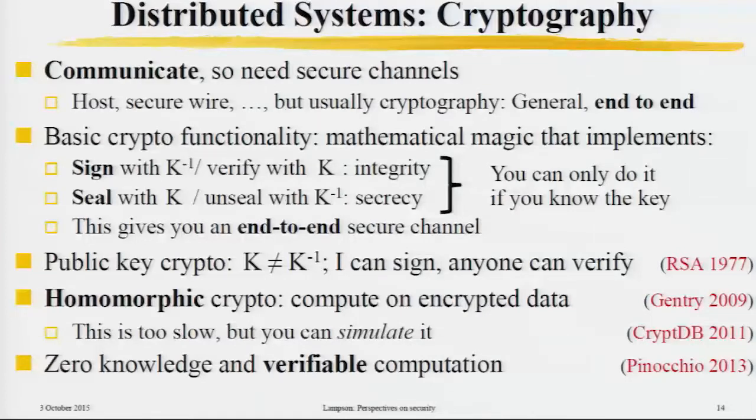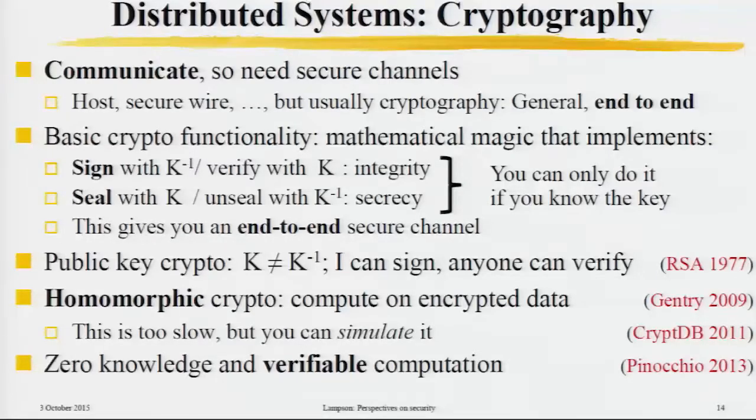So you need some sort of secure wire or a simulation of it. Usually you do this with cryptography. And cryptography has a fundamental advantage, which is that it works end to end. You don't need to know anything about the security of the path by which the encrypted bits travel from one place to another in order to believe that the channel is actually secure. So the basic crypto functionality is you can maintain integrity by signing with a key and verifying with another key. You can maintain secrecy by sealing with a key and unsealing with the other key. And the basic property you want the crypto system to have is that you can only do these operations if you know the key. And as I said, the charm of this is that it gives you an end-to-end secure channel.